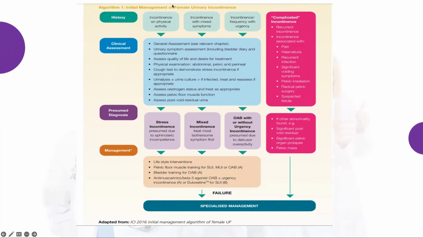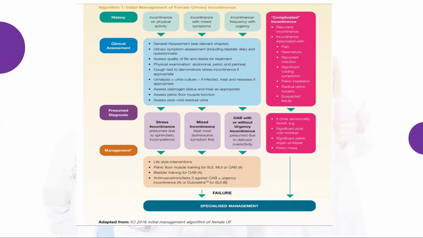First, we have to just take the history. Yeah, good. First, we have to take the history. We have to see the incontinence on physical activity, either incontinence with mixed symptoms or incontinence with frequency and urgency. Then we have to do clinical assessment, general assessment, urine symptoms assessment, bladder diary, questionnaire, assess quality of life, desire for treatment. And we have to do physical examination, abdomen, pelvic, perineal, cough test also to demonstrate stress incontinence if appropriate.